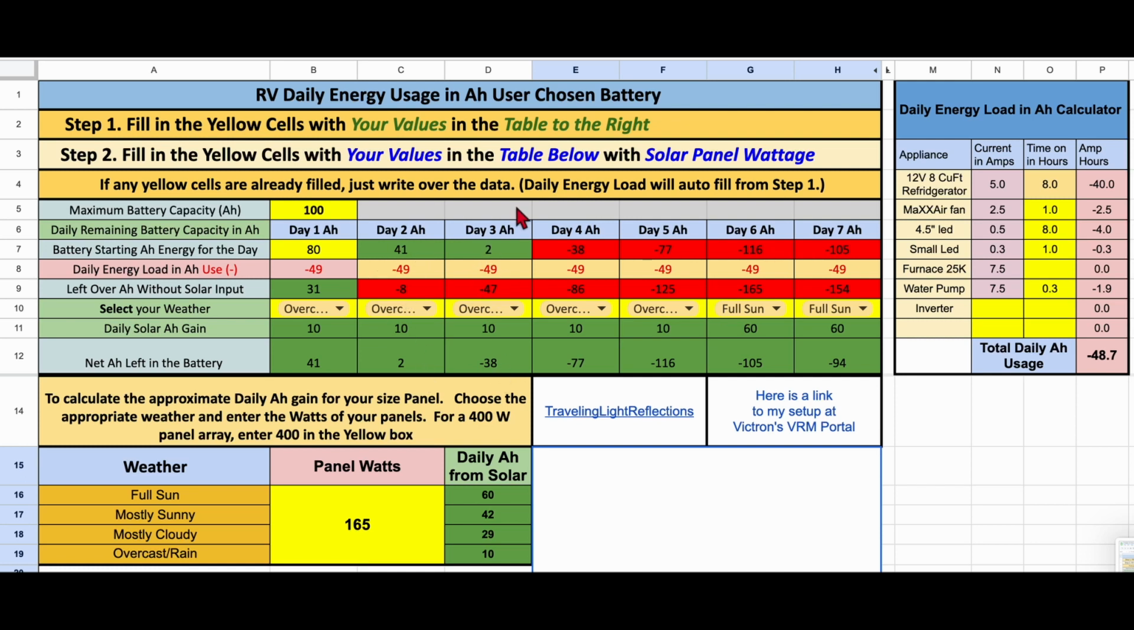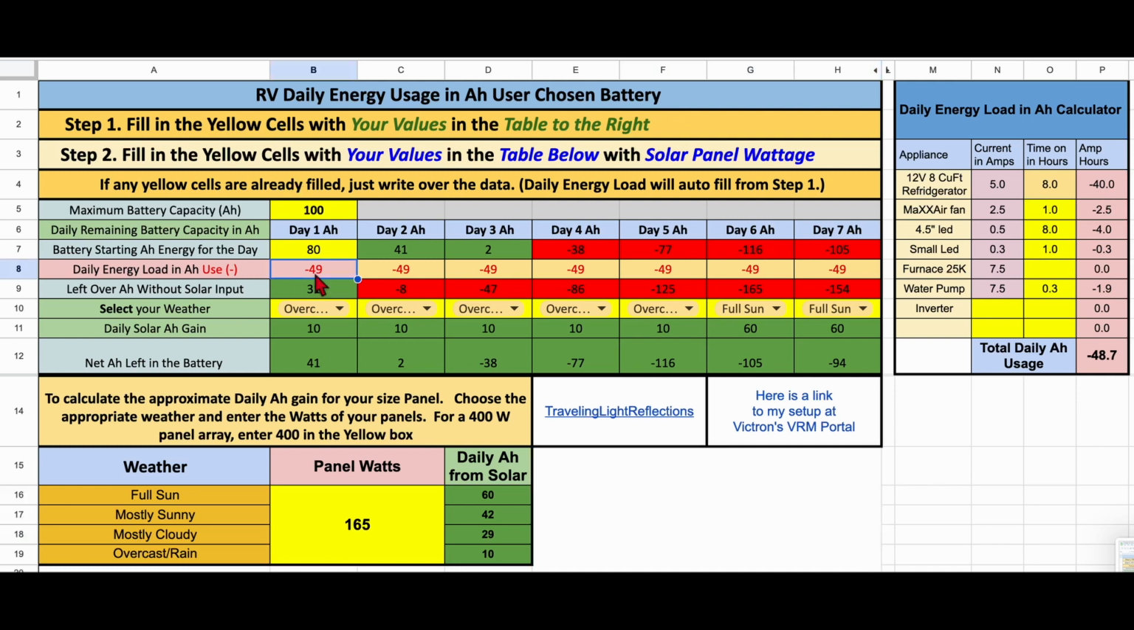We can't say 2 amp hours left in the battery is significant and good enough. So they're barely going to make it for over a weekend if you're going out in the rain with your solar panel, and in this case with a 12-volt electric refrigerator. If you don't have a 12-volt electric refrigerator, then you will be able to make it a lot longer because you won't be draining this negative 40 amp hours.